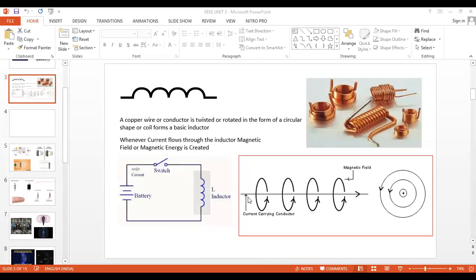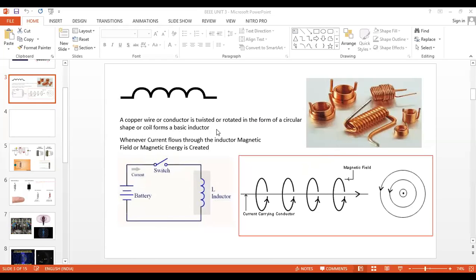See, if I have a simple straight long copper wire, I cannot create maximum magnetic energy. If I want to create maximum magnetic energy, the copper wire must be rotated in the form of a circular shape. Now you read this definition. All students, you can write this one. Remember, a copper wire, which is also called a conductor, twisted or rotated in the form of a circular shape or coil, forms a basic inductor.